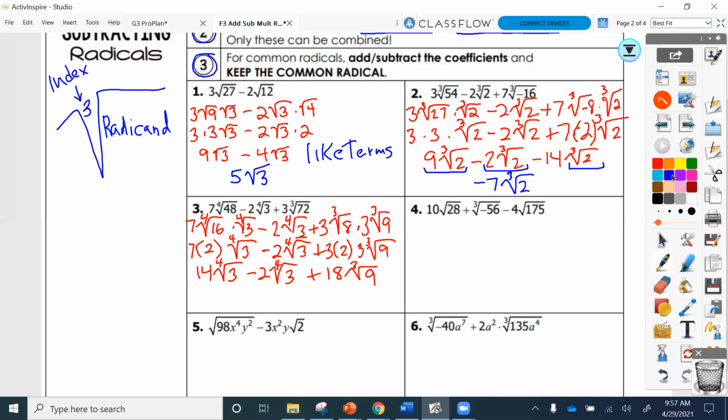Now we have to identify the like terms, and the only like terms are these two. So we've got 14 minus 2 of these things called fourth root of 3, plus this other thing which does not have the same radicand or index, so we can't combine them.